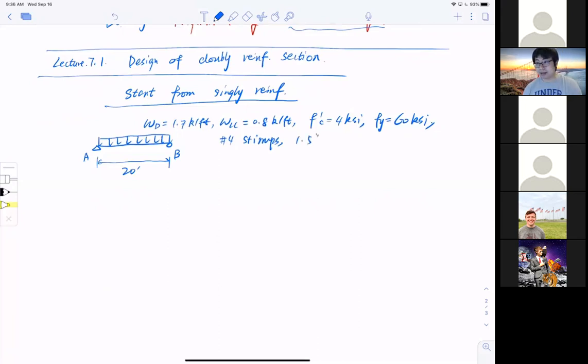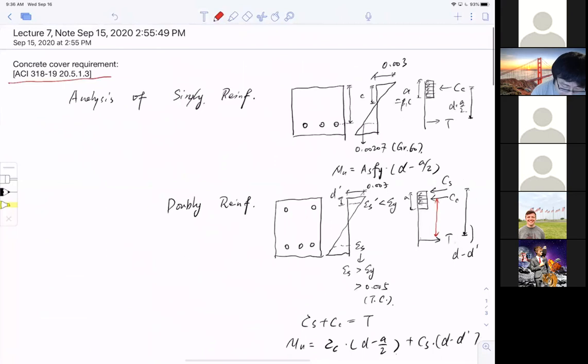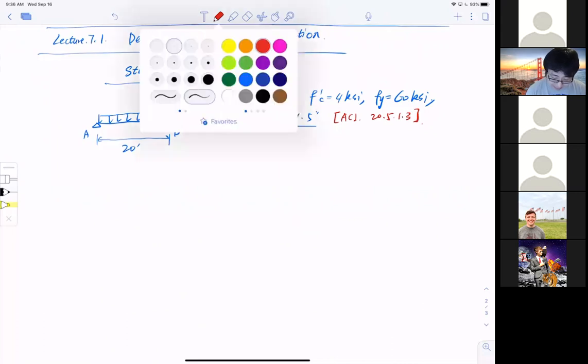Now, I had people asking me about the concrete cover in the ACI. I said this before, but I'm just going to repeat: it's in ACI 20.5.1.3. You can find the tables and detailing there. So that is the setup.